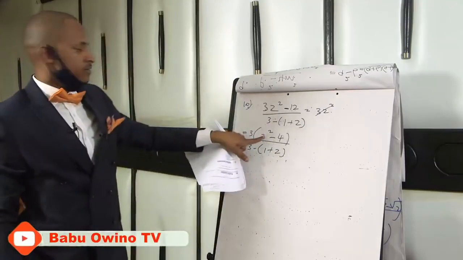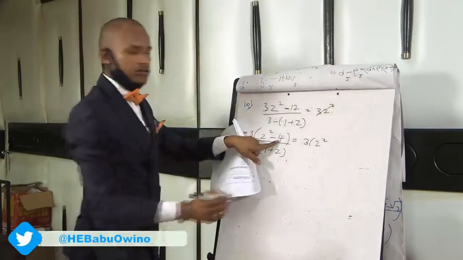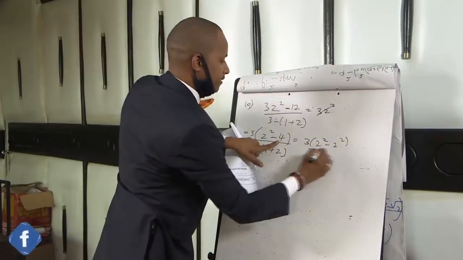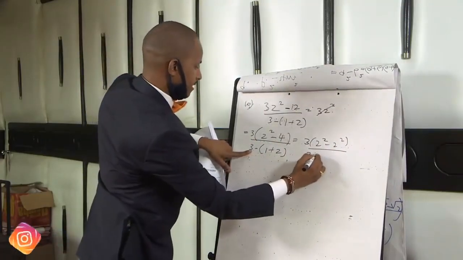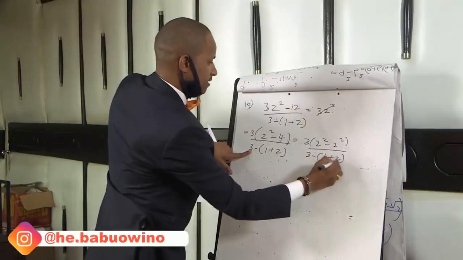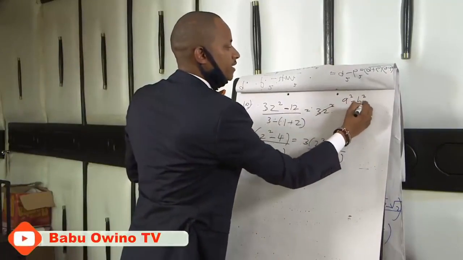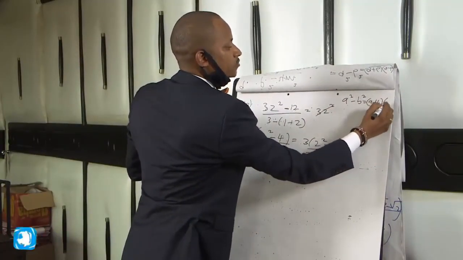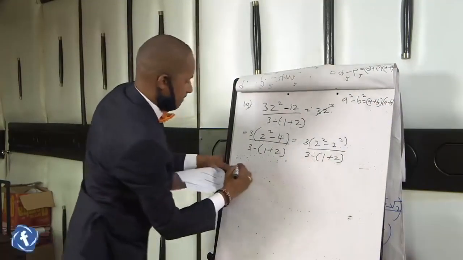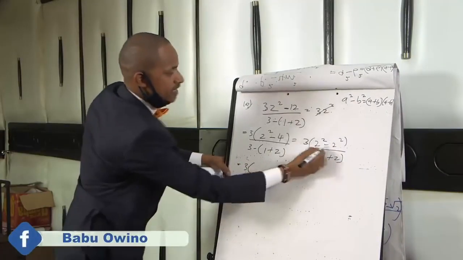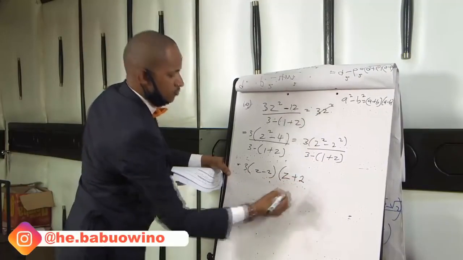So from here we have 3 into z squared, then minus 4 can be written as minus 2 squared, divided by 3 minus 1 plus z. So this is the difference of 2 squares, and we say the difference of 2 squares, a squared minus b squared, is equal to a plus b into a minus b. So you only replace this by saying 3 into z minus 2 into z plus 2.